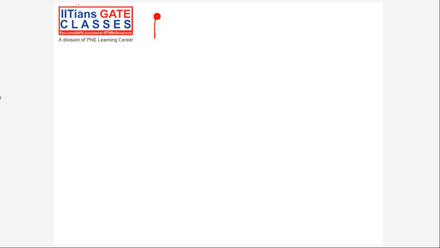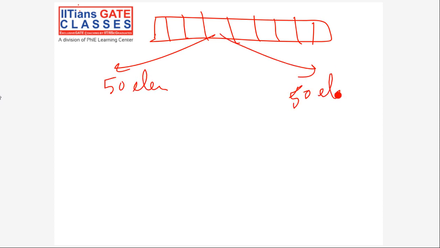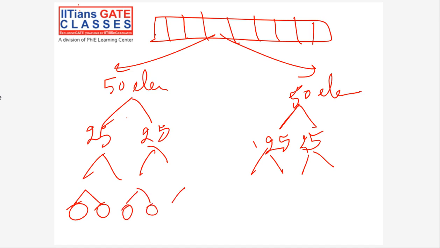Okay, so let me say this is the array. You divide this array into two parts. You'll have 50 elements each. Again, you divide. You have 25, 25, 25, 25. Now you keep dividing until you get one element each. All right. Is this clear to everyone? Yes or no?